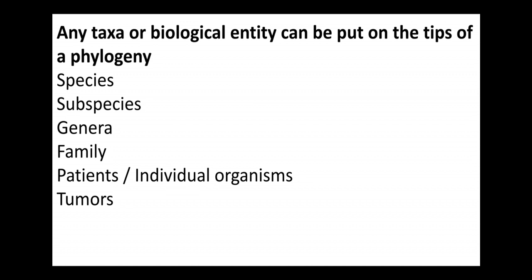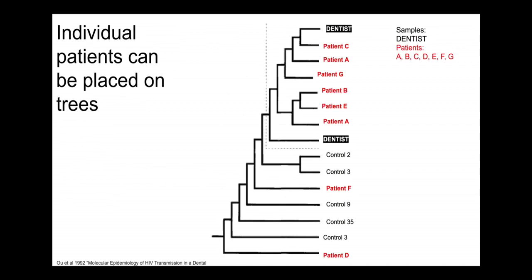One thing that's important to know is that any taxa or biological entity can end up on a phylogenetic tree. Often it's species or subspecies, maybe populations, but any taxa or genera, we've seen families or even orders can show up, but it could also be much smaller scale. It could be patients, individual organisms, tumors, even individual cells can show up on a phylogenetic tree.